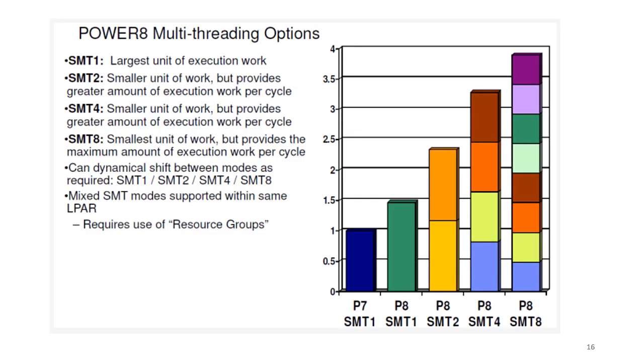And in this diagram, which I got from IBM, what this is just showing you is for the Power 8, some of the multi-threading options, really what the difference is. So with SMT1, what you get is the largest unit of execution, so an individual thread will get more time on the core, but you won't get as much throughput. And as you can see, as you move up through the SMT levels, you actually get more throughput, but individual units of work will run for shorter periods of time.